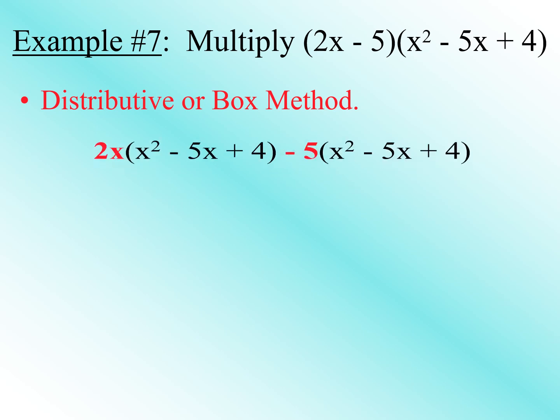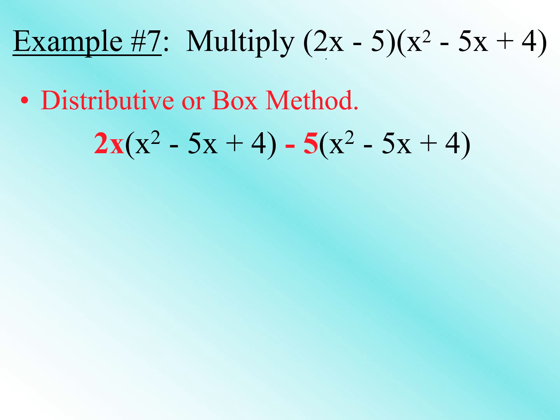Okay, so we have 2x. We multiply the 2x to each of the terms in the polynomial. All right, there you go. And then same goes with the negative 5. So we have negative 5 times x squared, and then negative 5 times negative 5x, and then negative 5 times positive 4. Okay, so there you have it. We have 2x, which will be multiplied to each of the terms in the polynomial, and same goes with the negative 5. So that's the first time that we apply the distributive property.